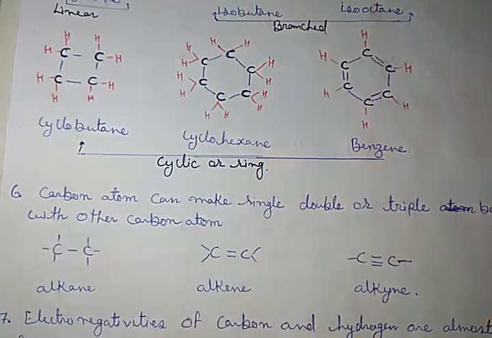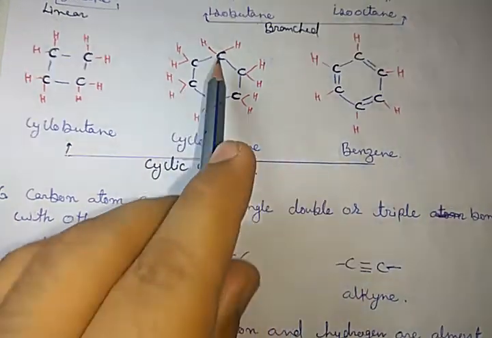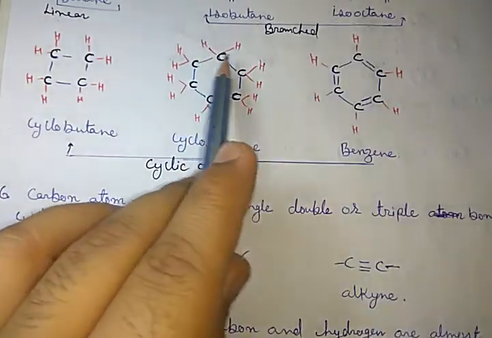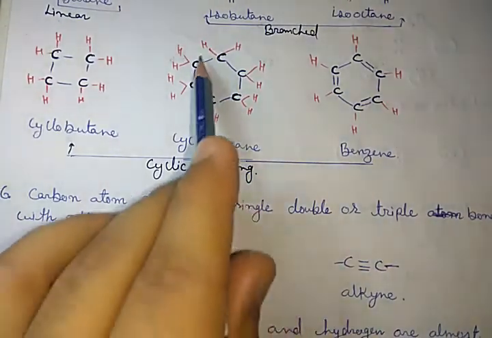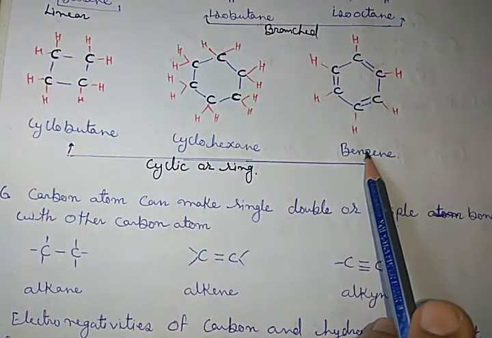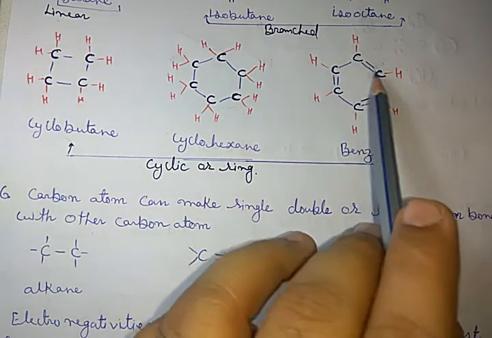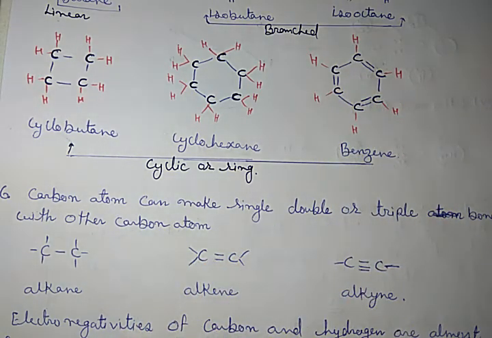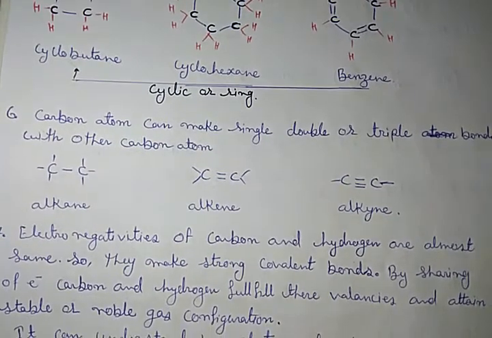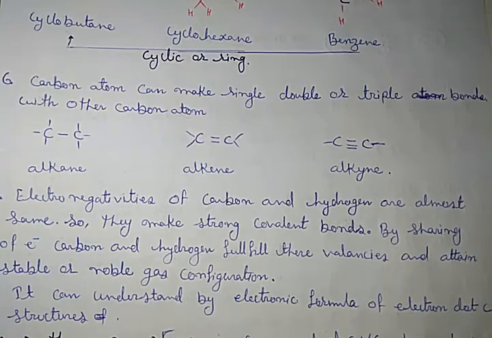Like cyclohexane, similar thing is here. Six carbon atoms are combined in a ring. That is benzene. Here again six carbons are combined with each other. Got it? So these are called cyclic or ring. Got it? Sixth property of carbon, that is carbon atoms can make single, double or triple bonds with each other.